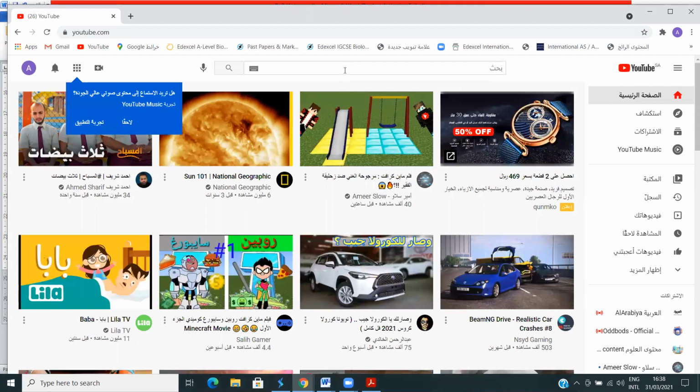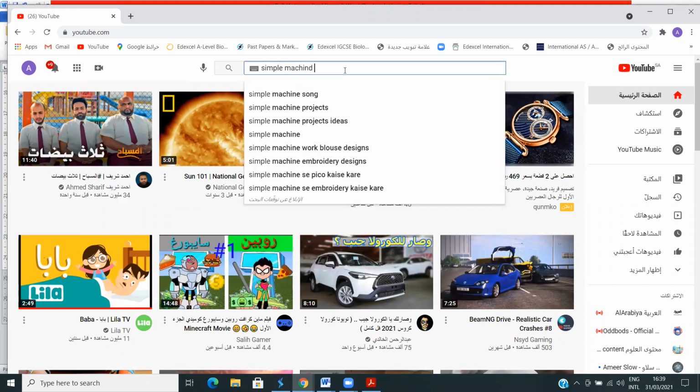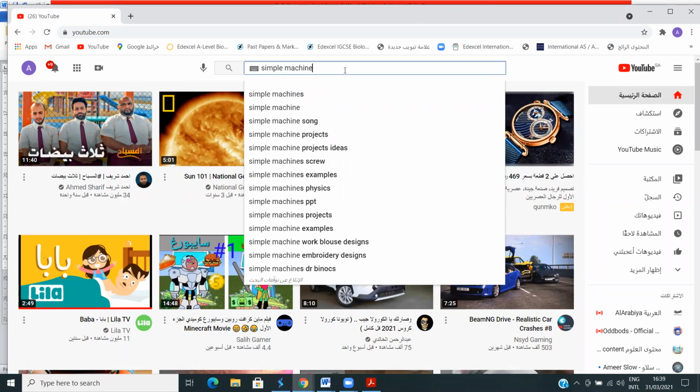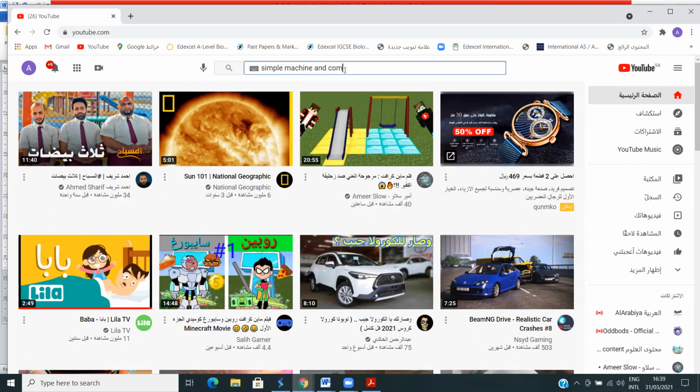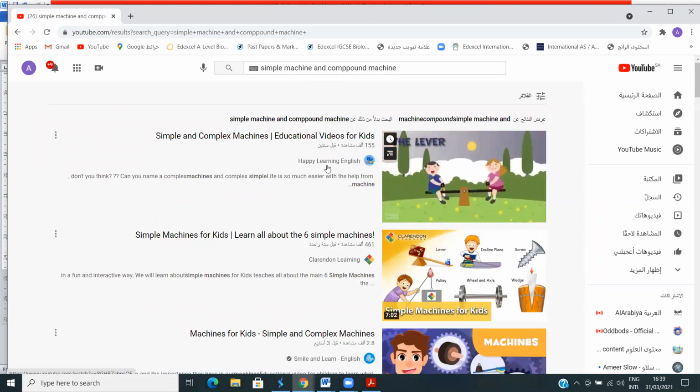So my students, I will give you an idea about simple machine and compound machine, to understand more about simple and complex machines. Okay, it is easy for you. Inshallah, it will be easy for you.